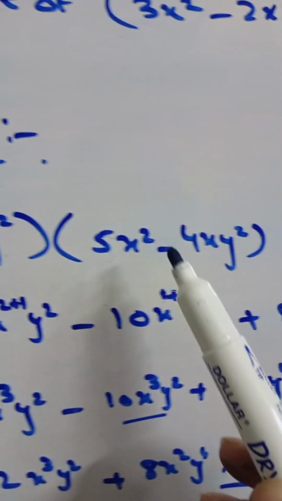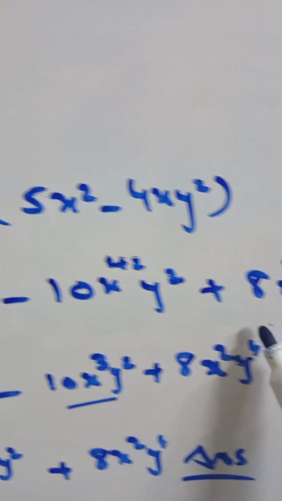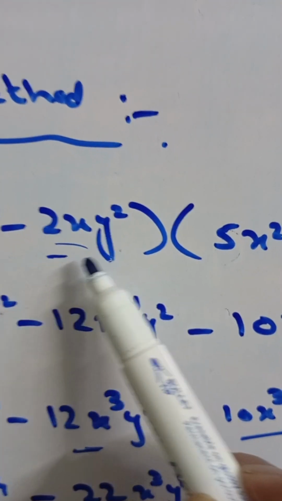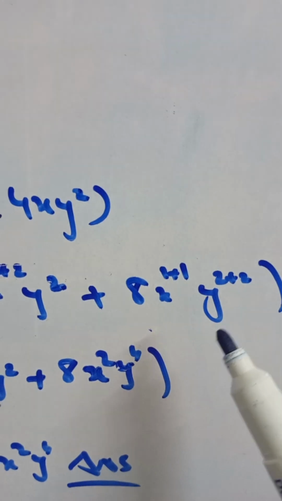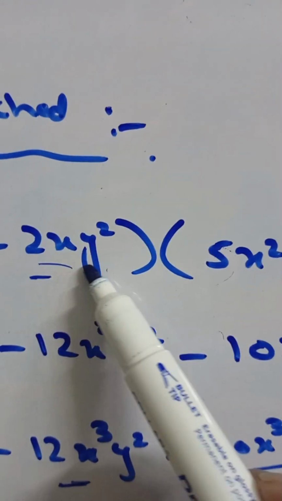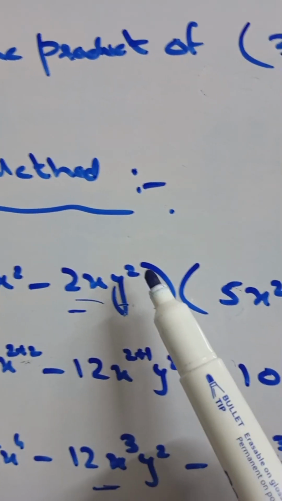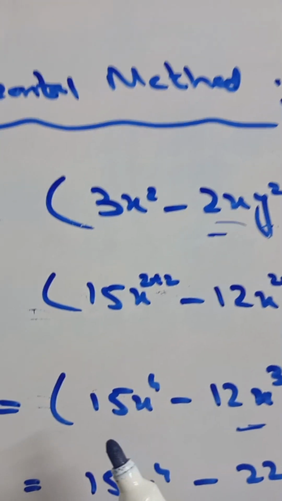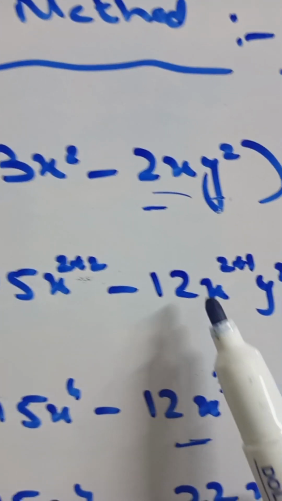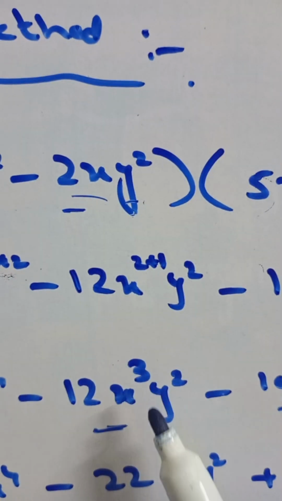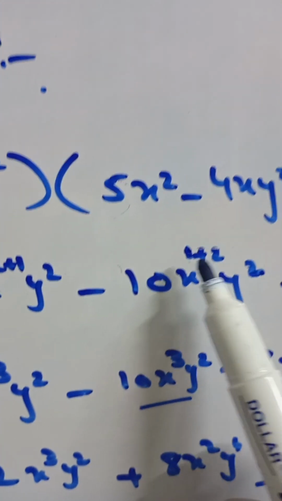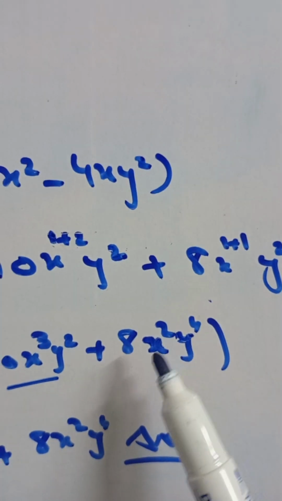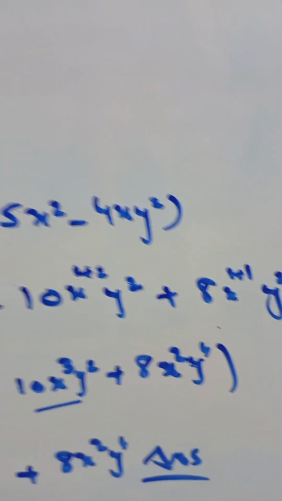Okay, minus 2 multiply minus 4, minus minus plus. It becomes 2 4s are 8. And x here and x here. X is to power 1 plus 1. Now what is y? Y bases are same. Power will be added, 2 plus 2 like that. You got it? Now solve it. 15 x raised to power 4 minus 12 x cube y square minus 10 x cube y square plus 8 x square y to the power 4. Okay, now solve it.